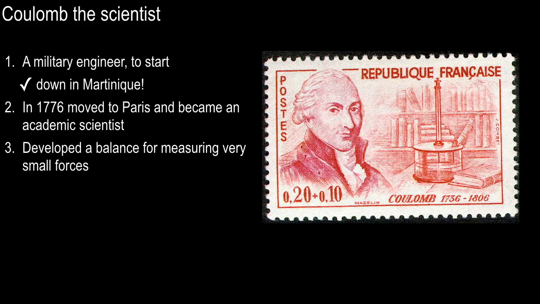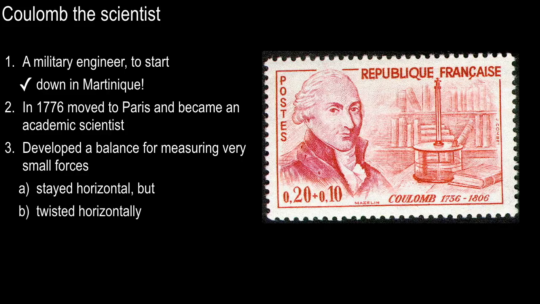He developed a balance, not a balance that tips up and down like a seesaw, but a balance that twists, a torsion balance we call it. It stayed horizontal but twisted horizontally, and the twist angle correlated to force. With a regular balance, the amount of dip you get depends on how much mass you have. If you have more mass on one side, it'll dip to that side.